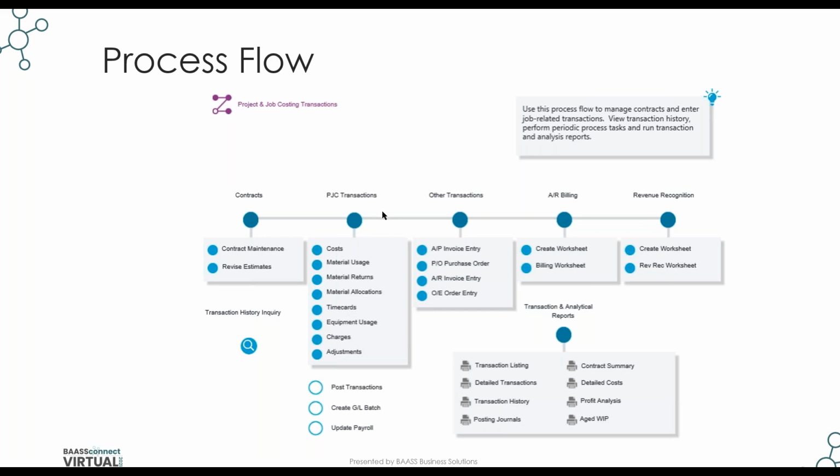We have the contract maintenance, then we have the transactions within project and job cost. We have other modules that are supported, such as anything can almost go through accounts payable. But we also have purchase orders, accounts receivables for billing, and order entry also for billing and shipments. There's the opportunity to create billing worksheets based on your entries of your costs and generate an invoice that then goes over to accounts receivable.